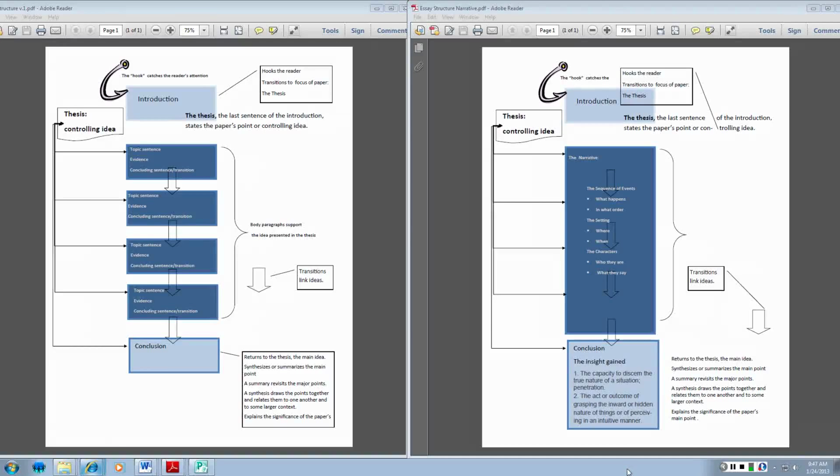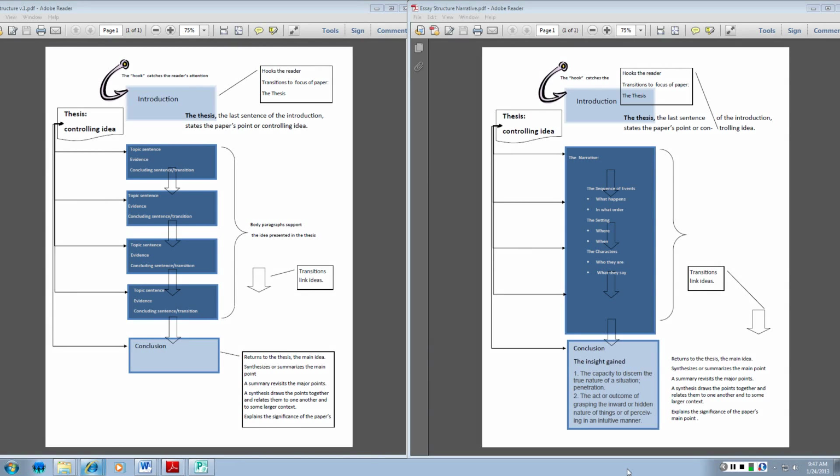This unit focuses on writing a memoir or a narrative essay. First of all, I want you to look at the narrative essay or the memoir. We can use those fairly interchangeably next to the essay structure as we discussed it earlier.